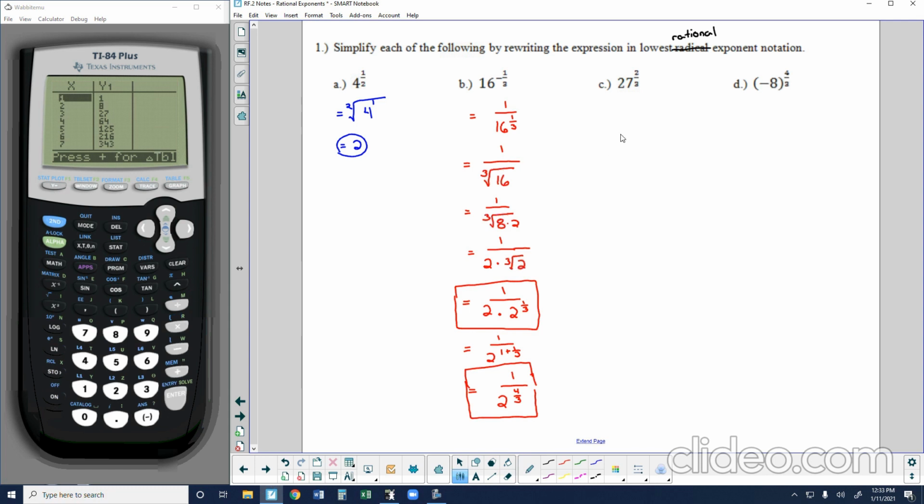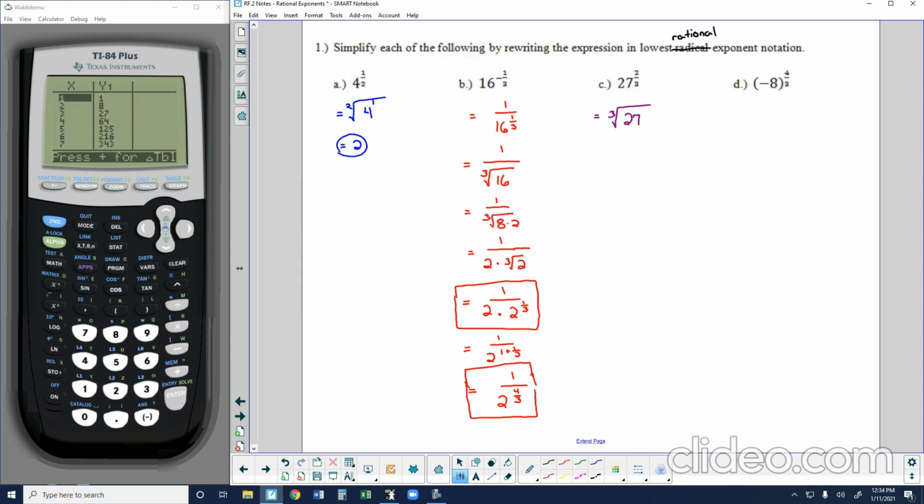Now let's take a look at C. C is going to come up with a little bit better of an answer. Notice now that we do have a numerator other than 1. In both cases before, we had the 1 as a numerator, which would take the exponent of our radicand to be 1. In this case, we have a 2. So let's rewrite this as, if you need to put it into radical terms to visualize, the cubed root of 27.